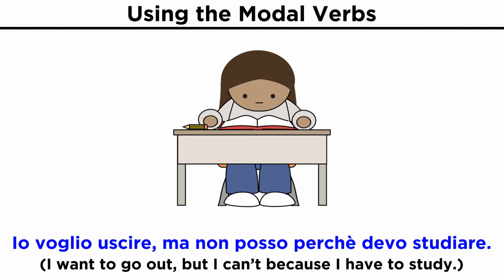Io voglio uscire, ma non posso perché devo studiare. Notice that in this sentence, there are three ideas and two infinitives. The subject is clarified in io voglio, non posso, and devo, which are all in the present tense and first person singular, while the specific meaning of necessity, will, or ability is added by the infinitives they precede.